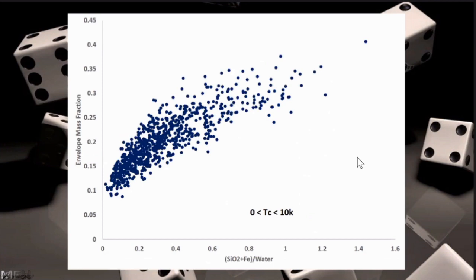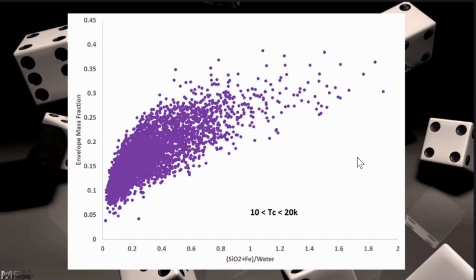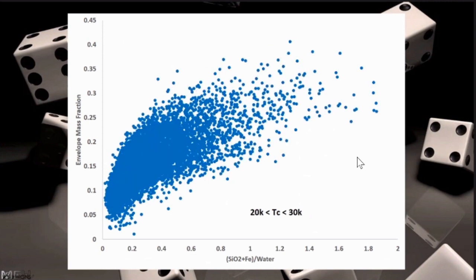This is the envelope mass fraction as a function of rock to water fraction, for models that have a central temperature between 0 and 10,000 Kelvin. And you can see the shape is reasonable. The hotter, the more rock you put in, the more envelope you need to balance it so you get the same mean density. And so that's what you get. You can see that if I limit myself to the temperatures of the classical models, I can't get a 2-to-1 rock to water ratio. But if I go higher, this is up to 20K, and this is 30,000 Kelvin.